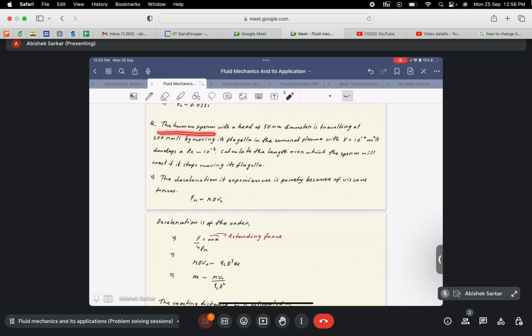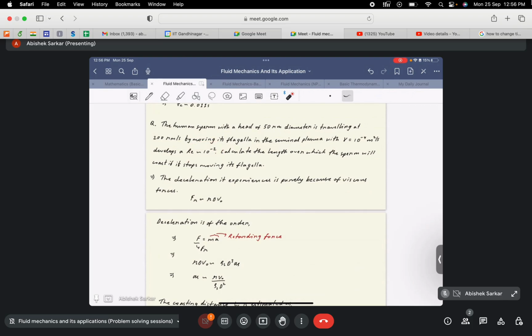For a human sperm with a head diameter of 50 micrometer, traveling at 200 micrometer per second, this is the velocity. It moves its flagella in the seminal plasma with nu equal to 10 to the minus 4 meter square per second, which develops a Reynolds number of 10 to the minus 2. Since it's much less than 1, we can consider it to be in the Stokesian regime.